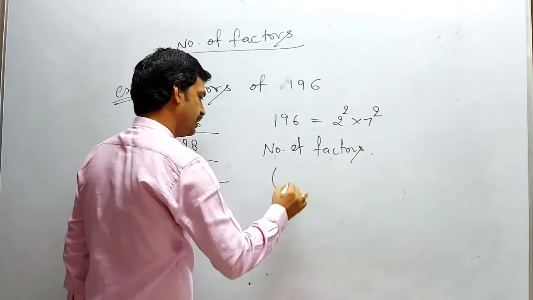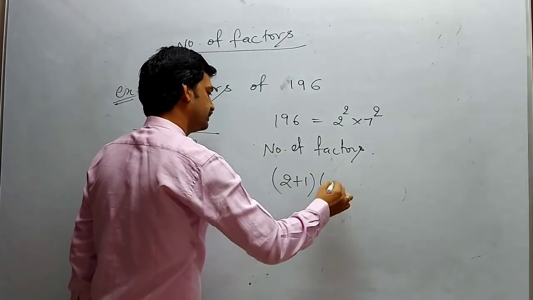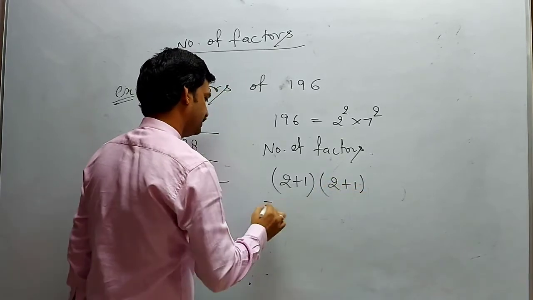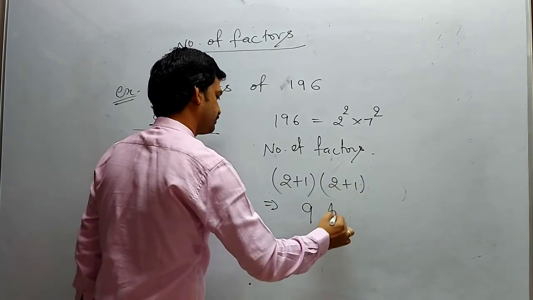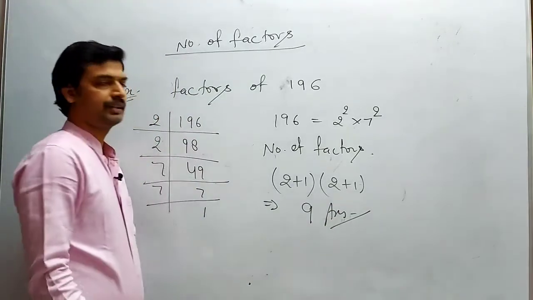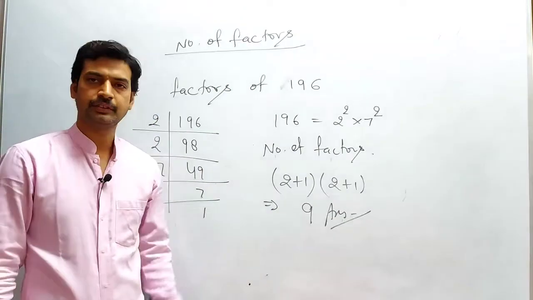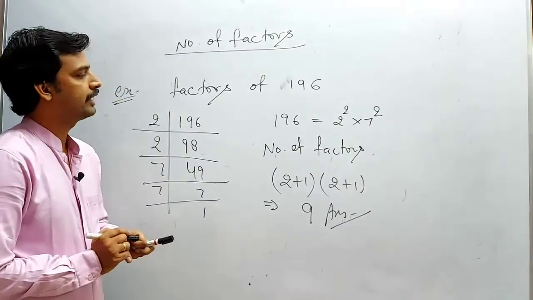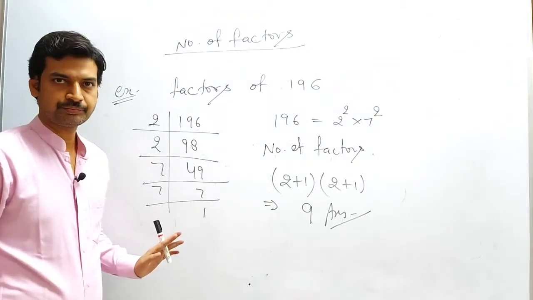So the number of factors is every power increased by 1, that means 2 plus 1 and again 2 plus 1 equals 9. So how many numbers are there which can divide 196? 9. So the number of factors of 196 is also 9.